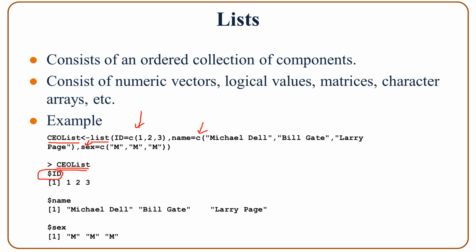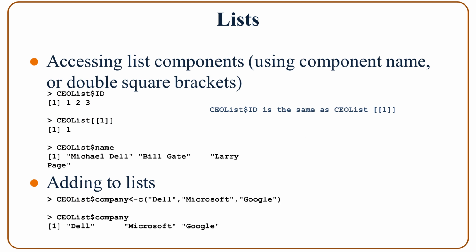You can use the list operator, which is a $ sign here, to access the list components. So CEO is a list, and you type in the $ sign and the component name, then it gives you the component ID. You can also use the index of the component. So let's say if you type in CO list and say you want the first component like this, and the result returned is the same.